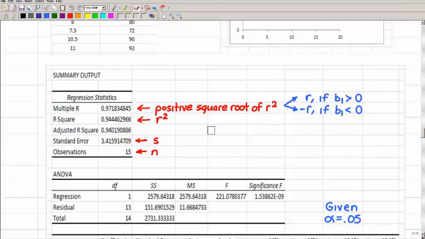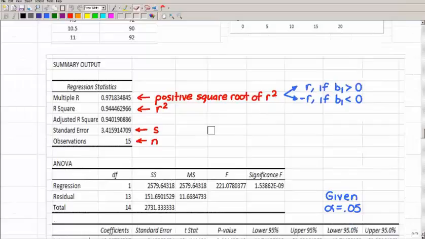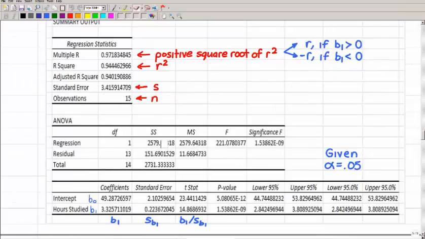Now, these ANOVA values, that's the kind of stuff I was showing you earlier. Most likely we won't be using them here, but here's your SS regression, SS residual, and SS total values. The SS regression plus the SS residual does equal the SS total. And then the mean square is the sum of squares divided by the degrees of freedom. We won't be using that in this class, but I did want to include it in the discussion.